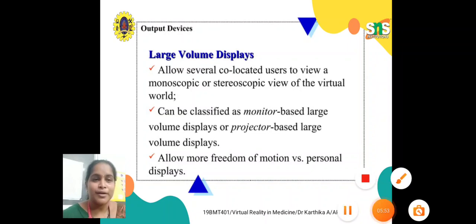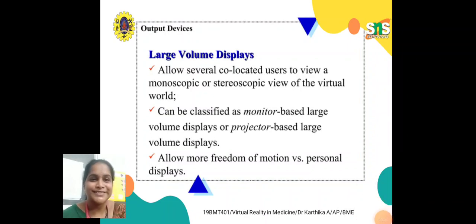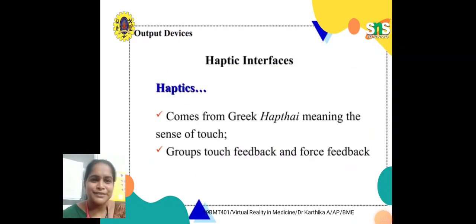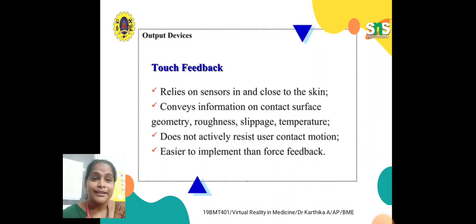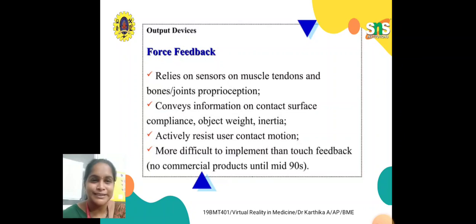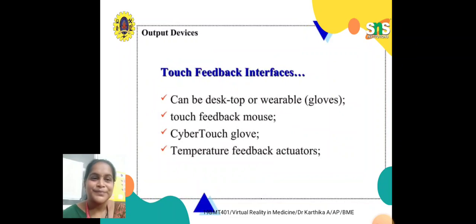In large volume displays, we have monitor based and projector based. And finally we have haptic interfaces. Here we have touch feedback and force feedback. Touch feedback is easier to implement than force feedback. It conveys information about contact surface geometry, roughness, slippage and temperature. Force feedback is very difficult, and it conveys information about contact surface compliance, object weight and inertia.